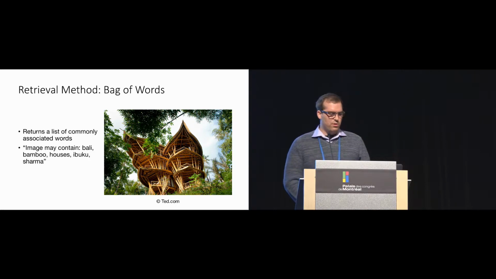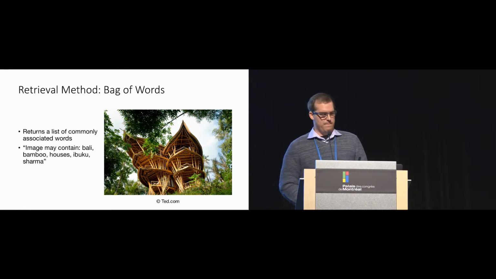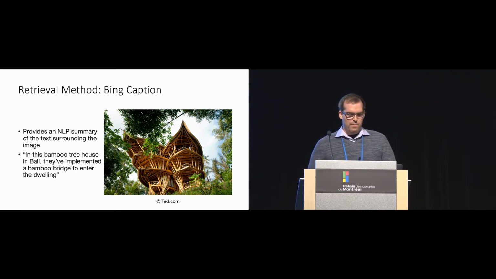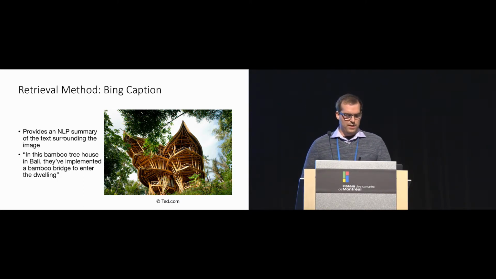The bag of words retrieval method returns a list of commonly associated words. For this image, it would produce "image may contain Bali, bamboo, houses, Ibuku, and Sharma." Bing's reverse image search can occasionally produce a caption for an image. In this method, Bing uses a natural language processing model to summarize the text surrounding the page to produce a caption. For this image, the caption would read, "In this bamboo tree house in Bali, they've implemented a bamboo bridge to enter the dwelling."